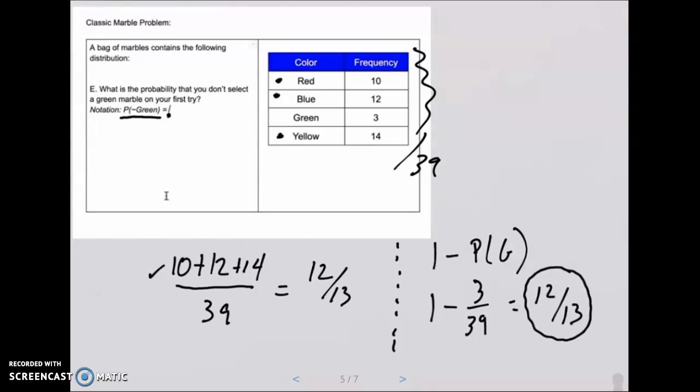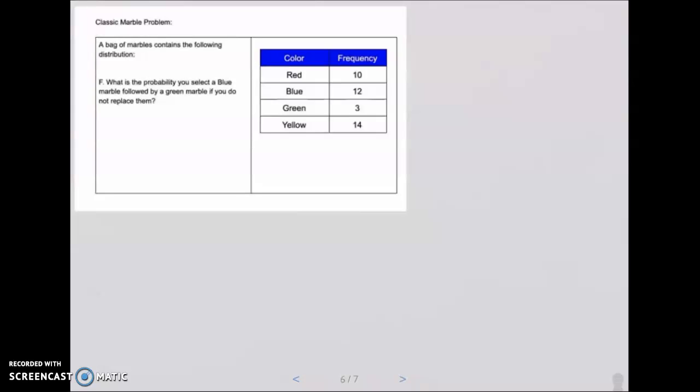Okay, so that's kind of a nice little trick to remember. If you're trying to find the probability of not something, that's 1 minus the probability that you do get that something. And we're going to expand on that as we go. I think we got 2 more.